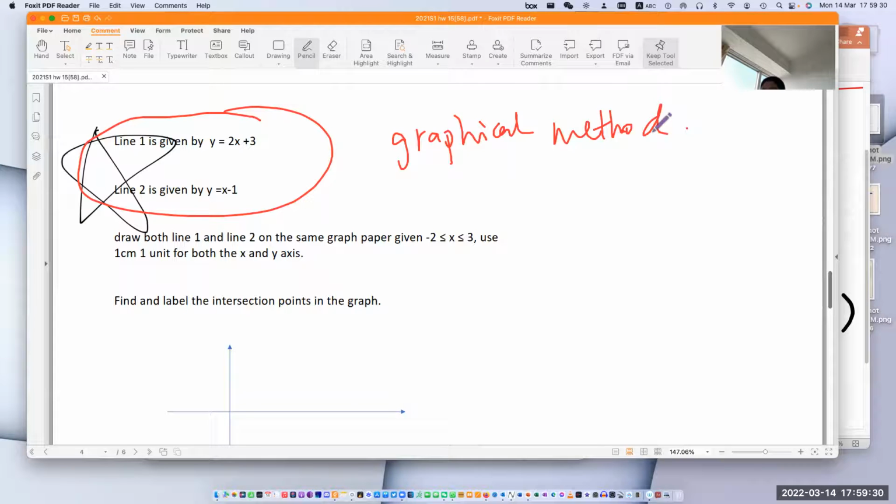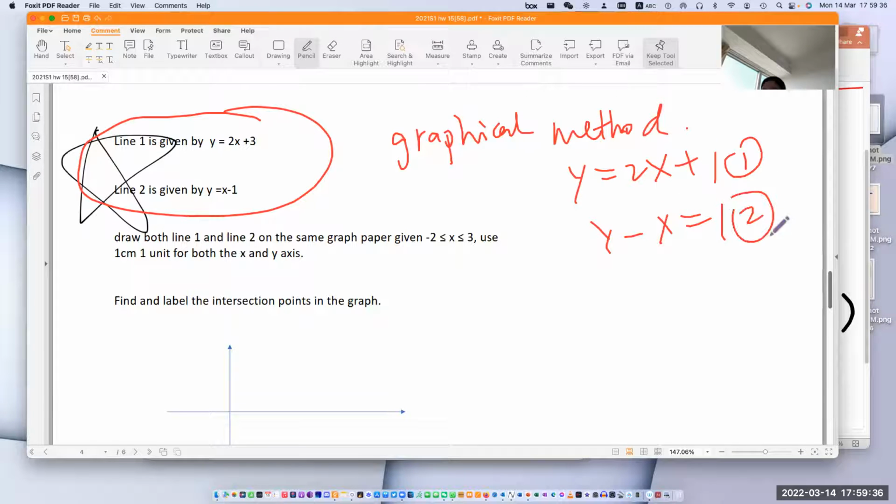But just now the question is y equals to 2x plus 1. Y minus x equals to 1. I'm doing this too just now. So similar. And by the way, you are given a range here. Can you see? There is a range for x. So you must follow. So basically, you cannot choose any value. You must choose. Okay. 1 cm, 1 unit.